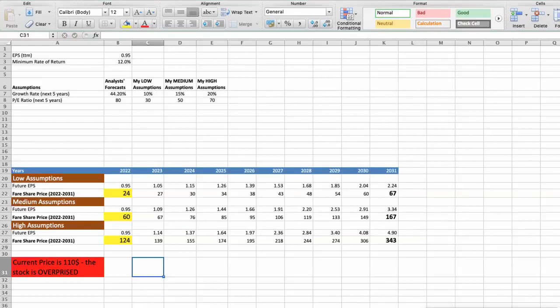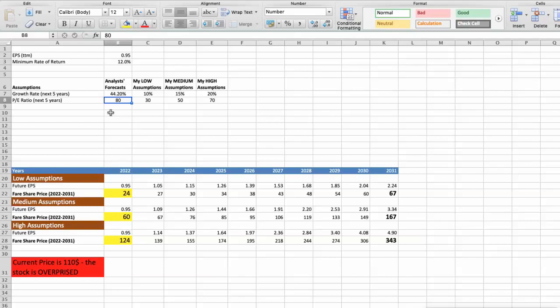Second model. Valuation based on earnings per share. This spreadsheet contains another financial data that we will use for the stock valuation. The current earnings per share for Block is 0.95. Minimum rate of return. I will use 12%. Because when we invest in individual companies, we are looking for a higher return than the S&P 500. For Block, analysts forecast growth rate around 44.20% per year in next 5 years, and future P/E around 80. Again, I will use 3 different scenarios for Block Company: bad, average, and good.